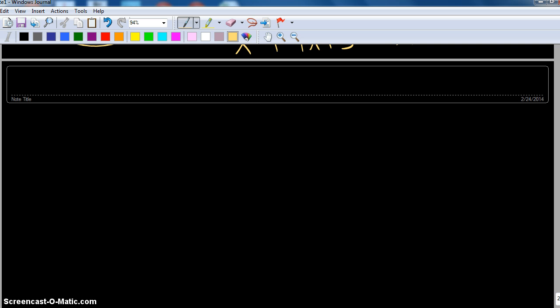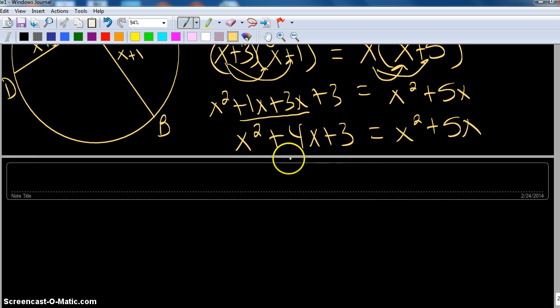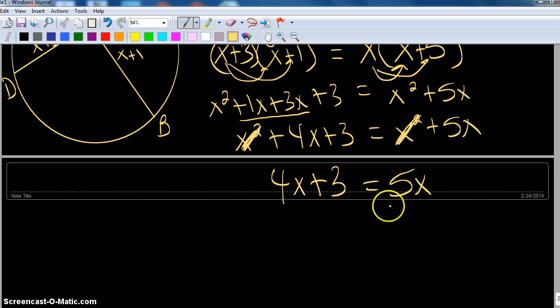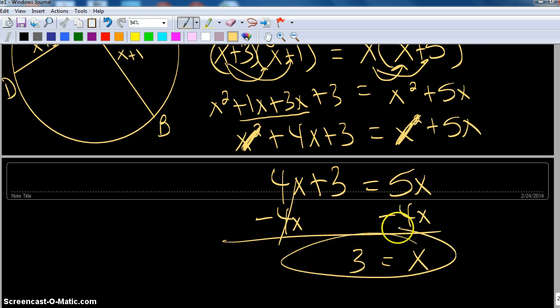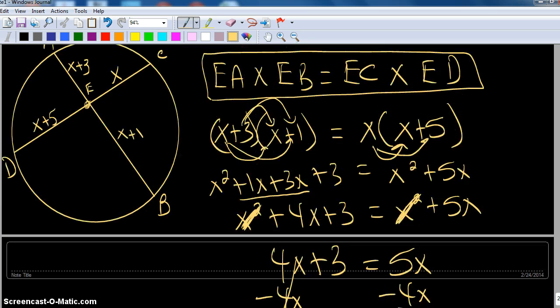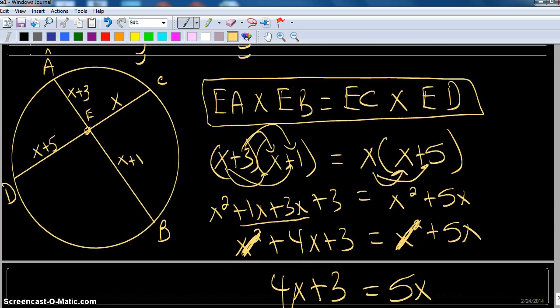Now we can work on the algebra part. We have X squareds on both sides, which is fantastic. So they're going to cancel out. And we are left with 4X plus 3 equals 5X. Remember, the whole point of this is to get X by itself. And here is my X all by itself. So I'm going to subtract 4X. 5X minus 4X is 1X, which is X. X is 3. Now I'm going to come back over here and plug it back in, because X is 3.